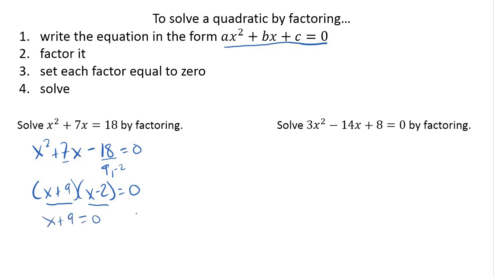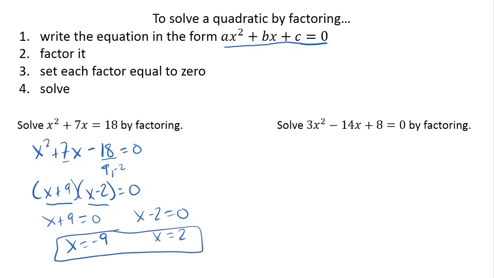So x plus 9 equals 0, and x minus 2 equals 0. Now we've got two simple little equations, right? So x could equal negative 9, subtract your 9 over, or x could equal 2. Hey, there you go. We just solved a quadratic. Notice two possible solutions. It's a squared.